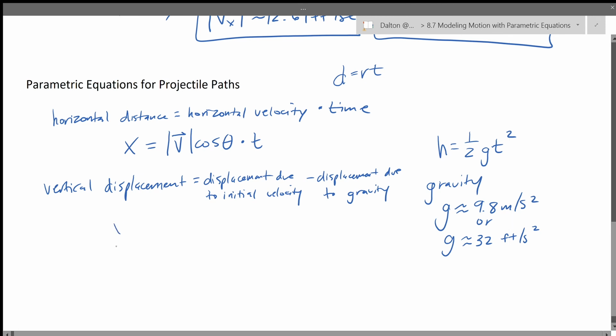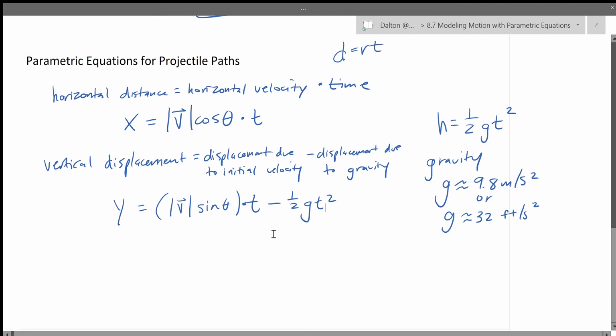Converting this into units, we're going to have y is equal to displacement due to initial velocity, which is going to be written as our vertical velocity times time, so just like the horizontal distance, but we have to subtract the displacement due to gravity, which is where the 1/2 gt squared comes from. So if I clean these up a little bit, because typically when you plug in a number for time, that variable kind of shifts to the front.